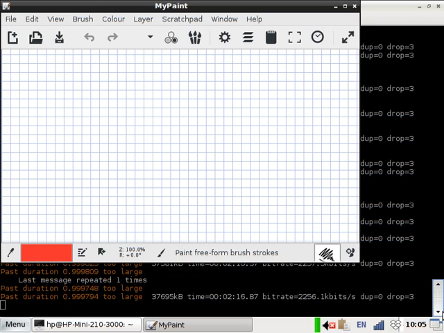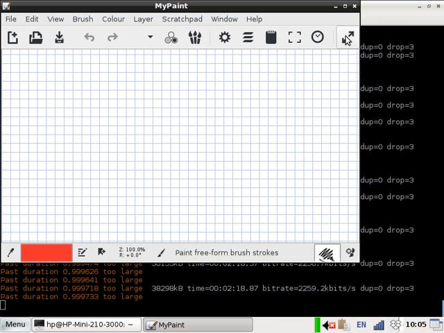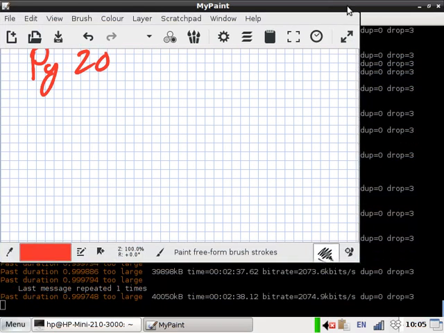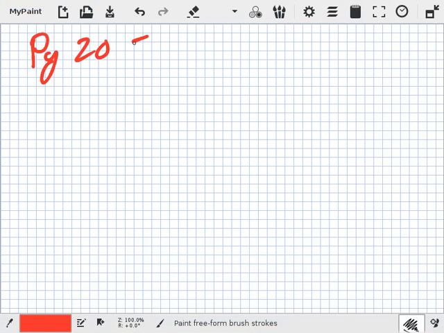What are we looking at first? Page 20, number 5, 25i. Good choice. Let's start.